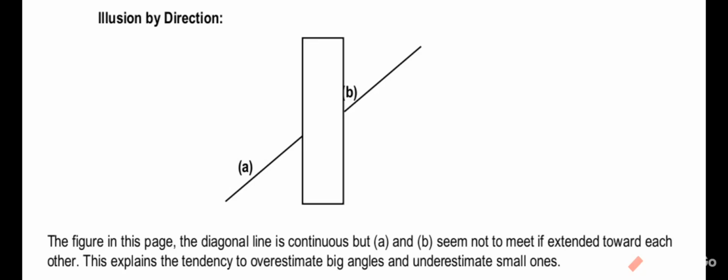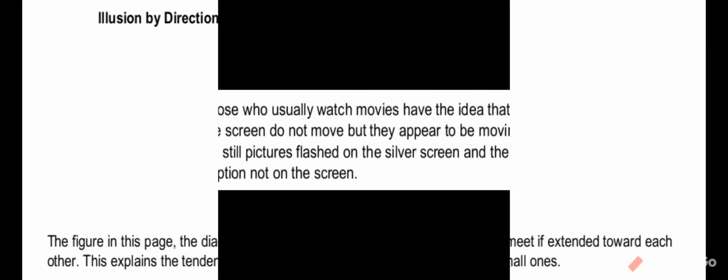Here is an example of illusion by direction. In the figure on this page, the diagonal line is continuous, but A and B seem not to meet if extended towards each other. This explains the tendency to overestimate big angles and underestimate small ones.